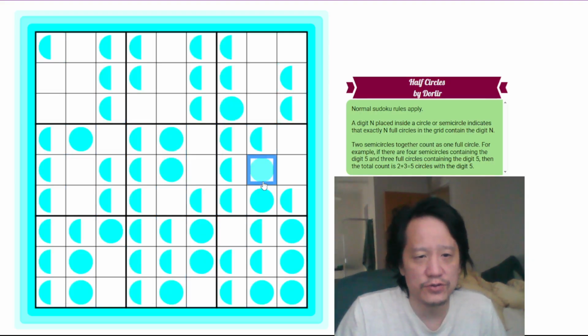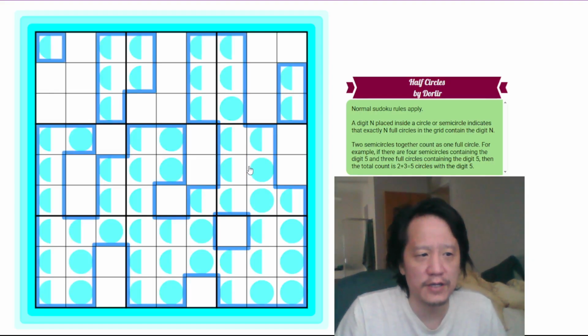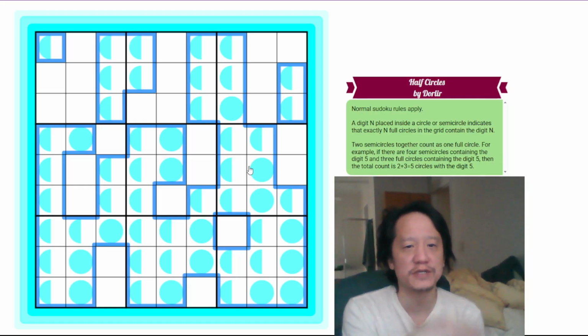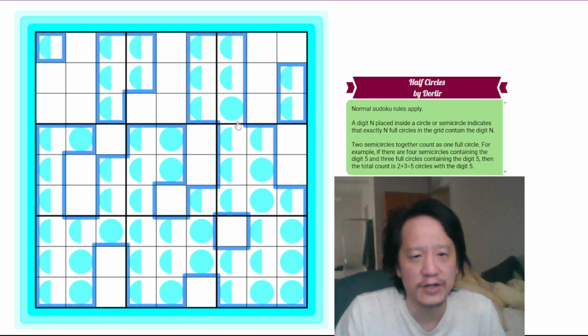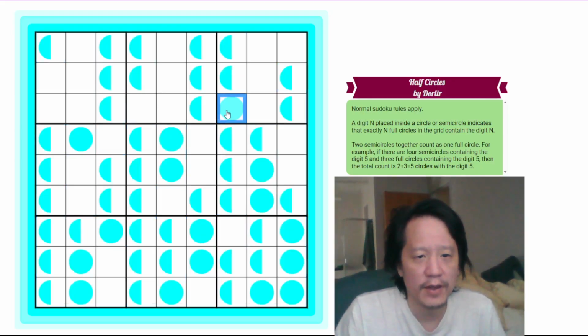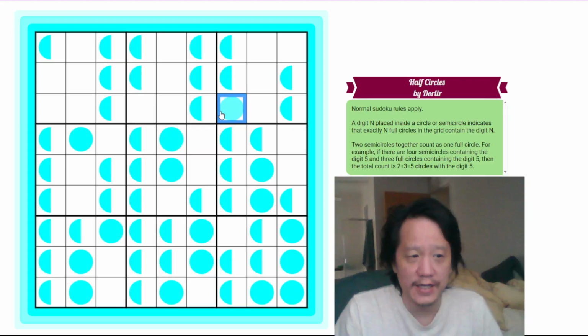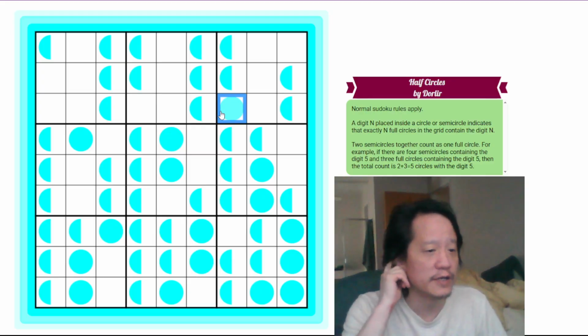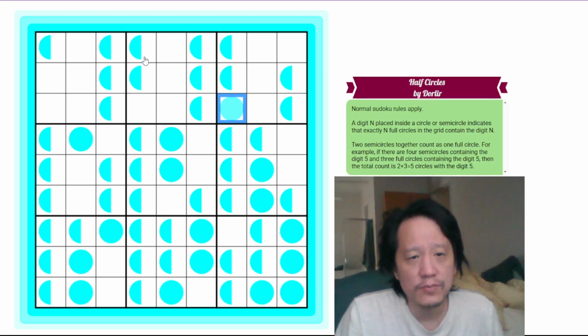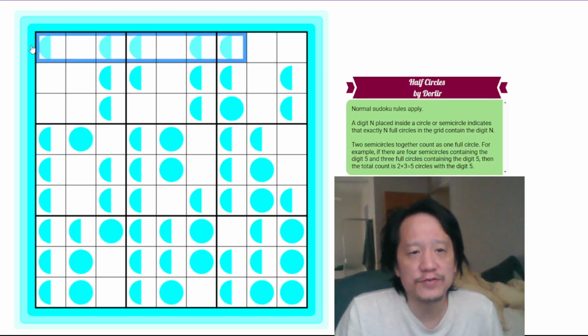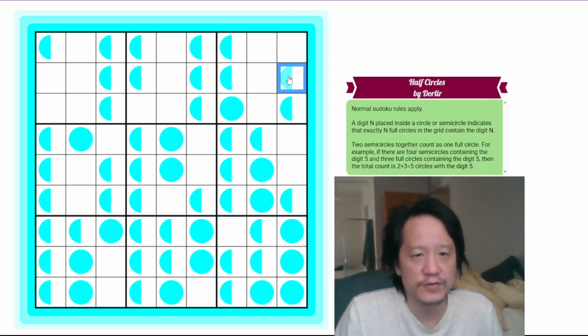There's a lot of circles here. Let's count how many total circles there are, which means counting how many half circles and counting how many full circles there are. And that will tell us how many total digits we need in the circles.